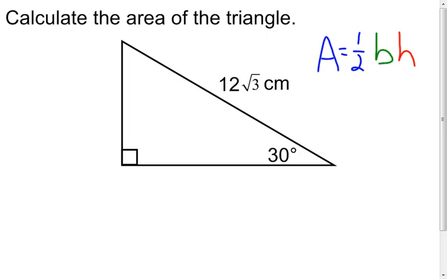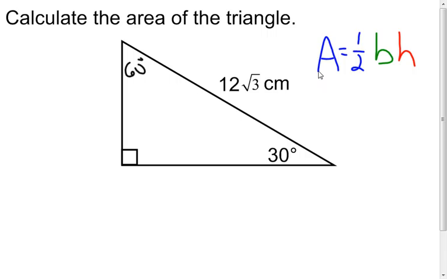So I have to find my base and my height in my triangle. Well, the first thing I notice is this is a 30, 60, 90 triangle. So I have to remember those properties of a 30, 60, 90 triangle. I notice that I have the hypotenuse, which is 12 root 3 centimeters, and the first thing I'm going to do then is find the length of the short leg in my 30, 60, 90 triangle.